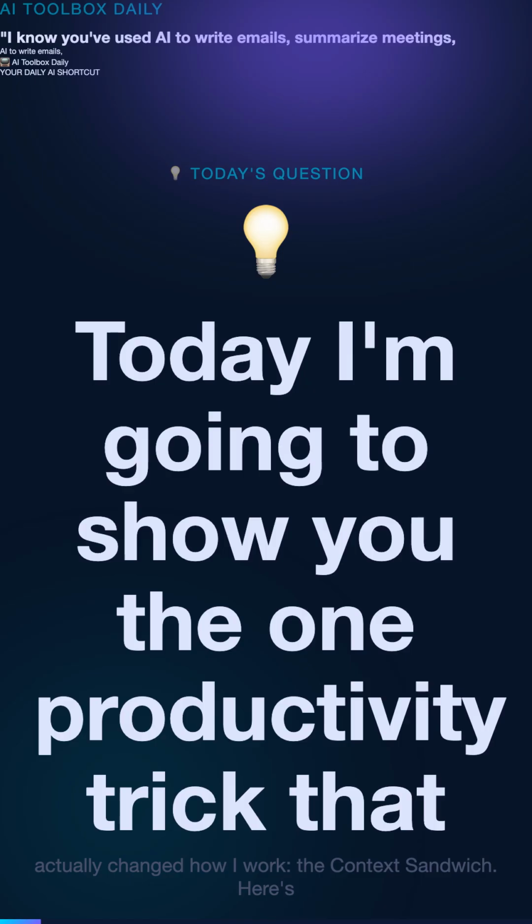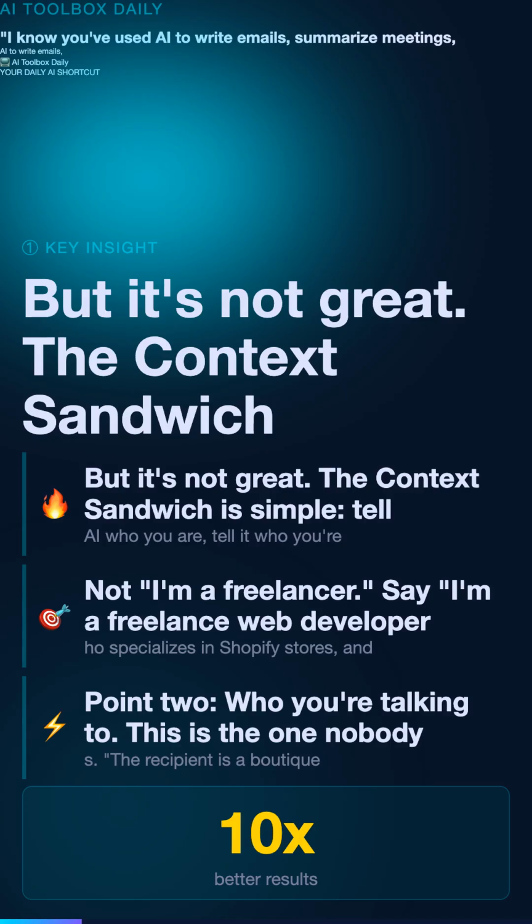Here's the problem with most AI prompts. You say something like, write a cold email for my product. The AI writes something generic, you tweak it a bit, and you send it. It's fine, but it's not great. The context sandwich is simple. Tell the AI who you are, tell it who you're talking to, and tell it what outcome you actually want. Three layers. That's it.